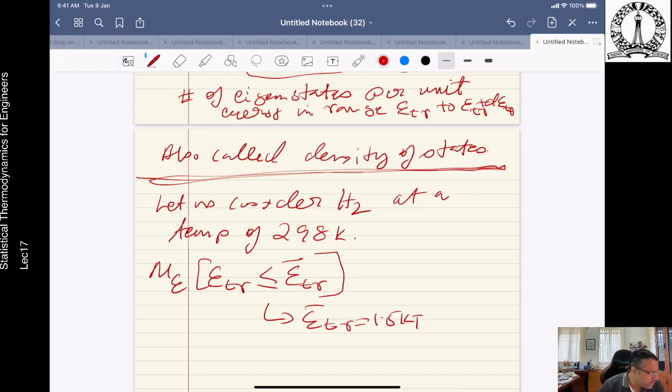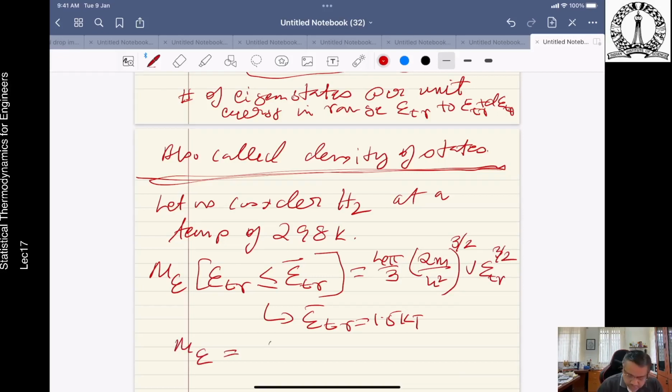So if you calculate this number, this is now equal to 4π (2m/h²)^(3/2) ... so this will give you the value of ME equal to 4 into 10 to the power of 24.